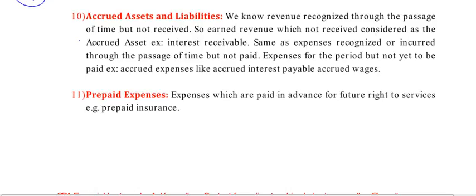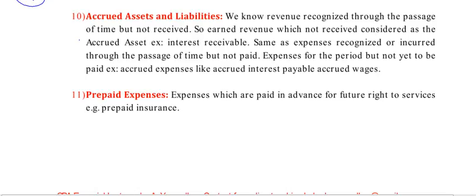He will pay in the next year. So he didn't pay till now. So what will happen? I worked, I earned, so I have to take it in this year only. I have to recognize it as revenue earned but not received. So that is the due, that is my current asset. Earned revenues which are not received are considered an accrued asset, like interest receivable.